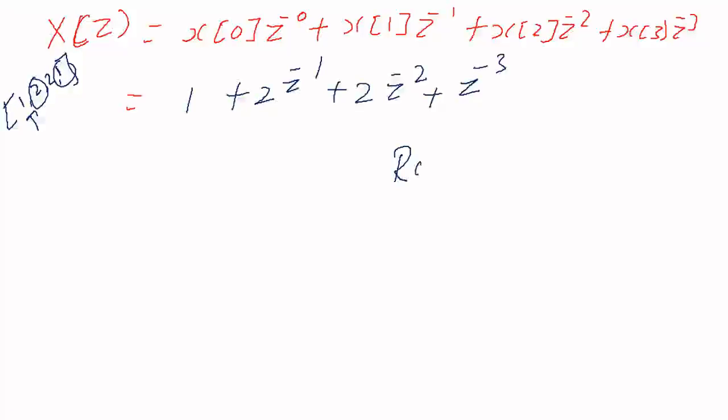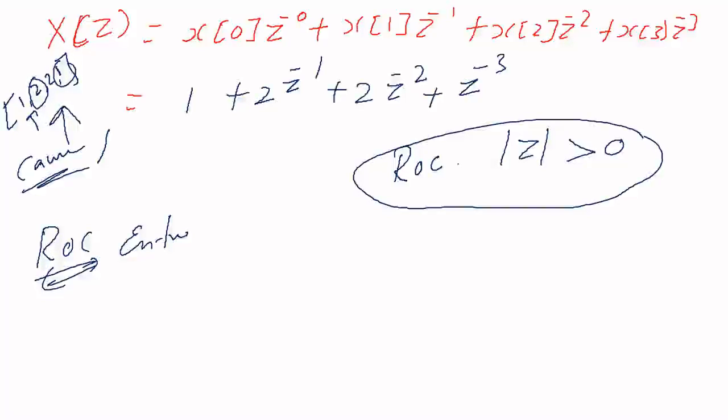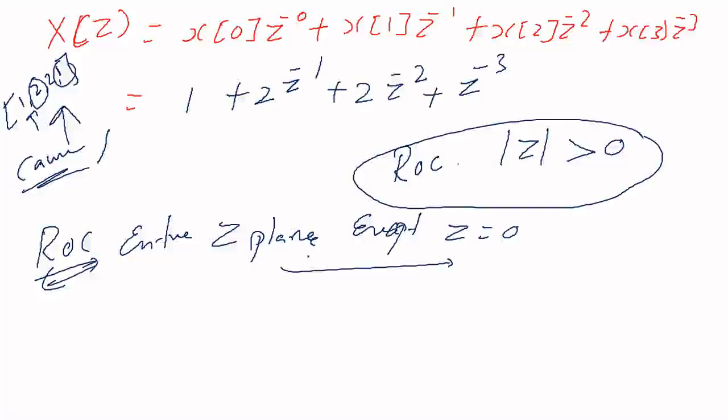So here the region of convergence. This is the statement which I gave earlier: for a causal sequence, the ROC is the entire z plane. This given sequence is a causal signal, so hence the ROC is the entire z plane except z equal to 0. I already stated this, an interesting fact. So how do you write this? Region of convergence is mod z greater than 0.